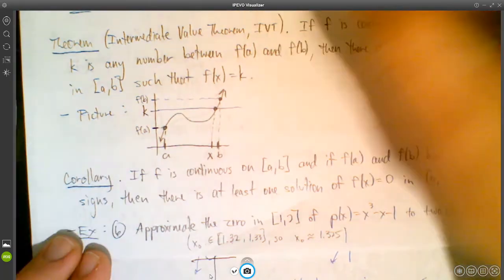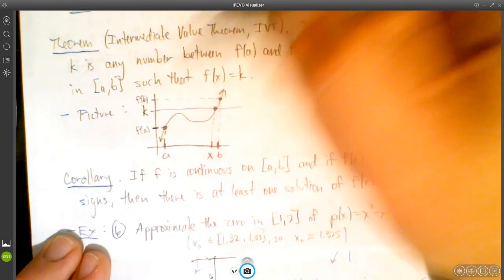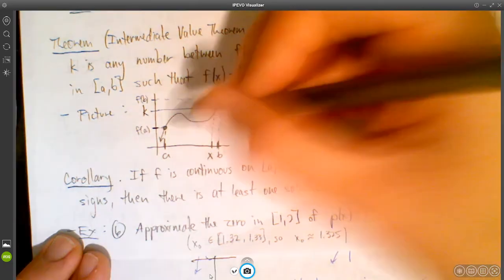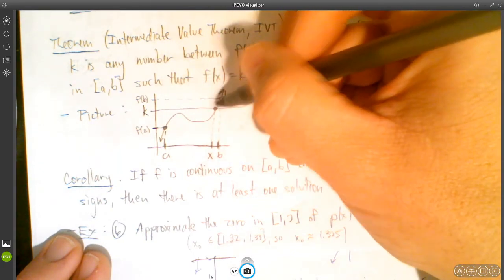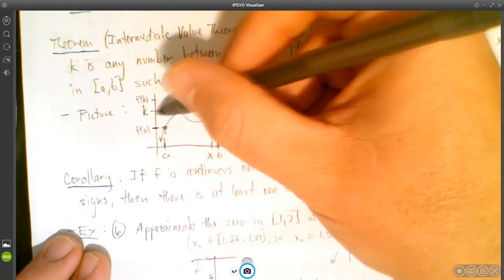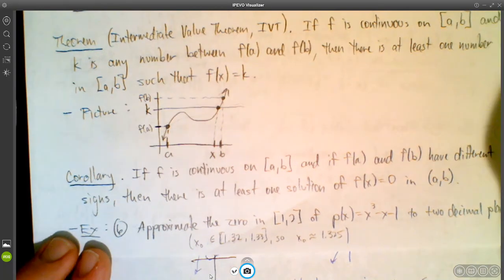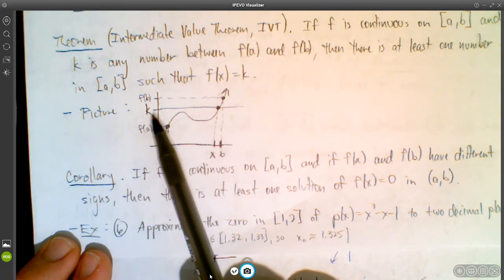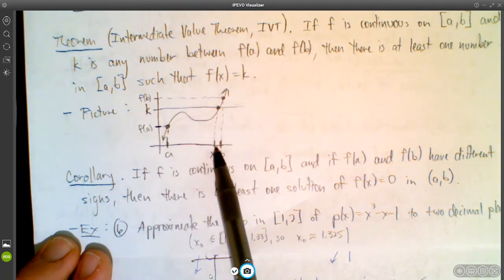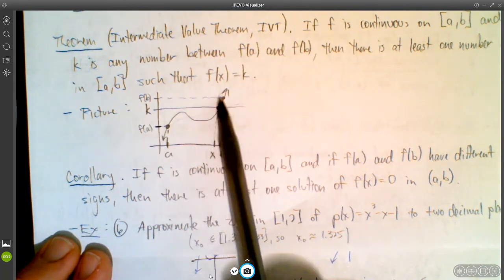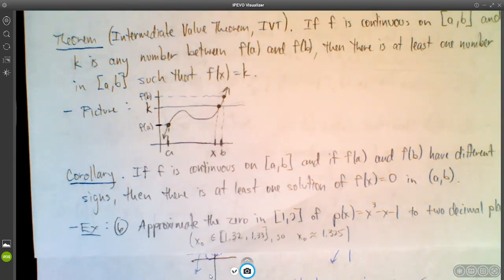So if you choose any value k between f of a and f of b, then since f of x is continuous, there has to be some point where f of x crosses this line. And that's x. So for any k between f of a and f of b, there must be an x so that f of x equals k. It's got to be the case. That's what the intermediate value theorem is telling us.